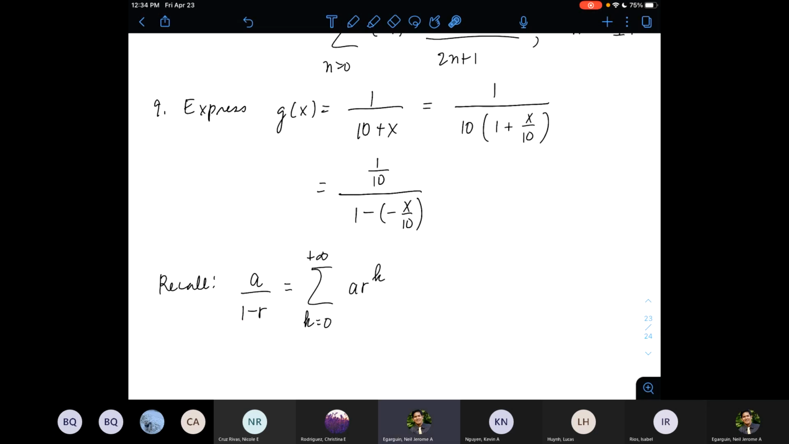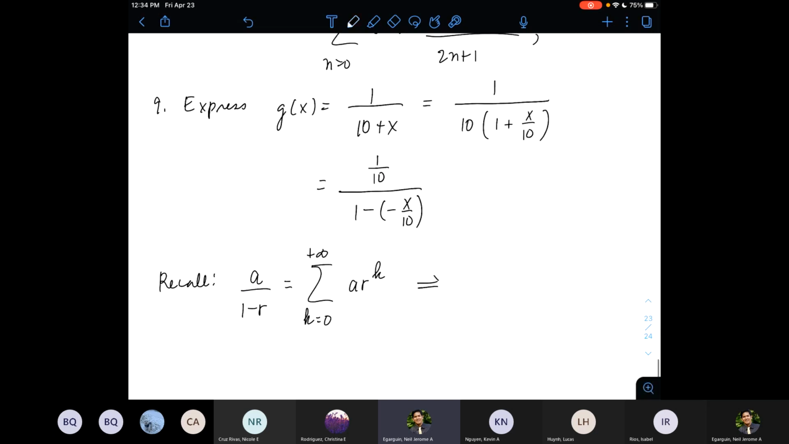Now, again, the reason why I want to do this is so that I can compare this with this. And clearly, A is the one in the numerator, so A is equal to 1/10. And R would be the one right after the minus sign in the denominator. So I have a 1 minus, oh, this must be my R. R is negative x over 10, the negative sign included. So don't forget about that.